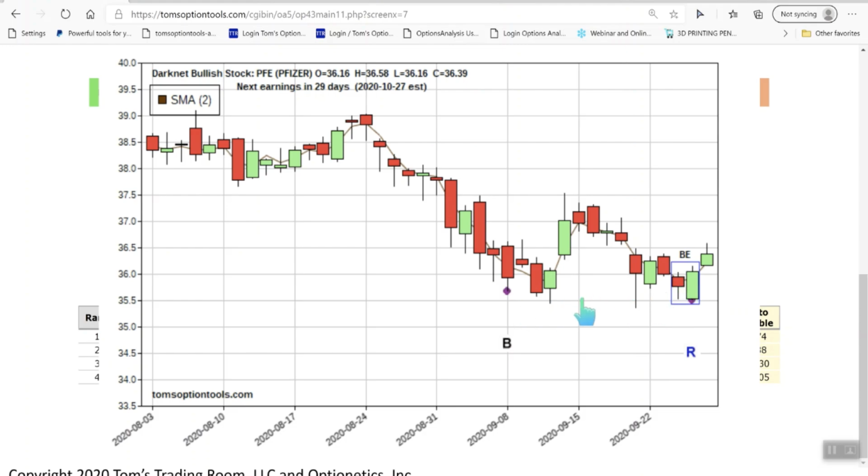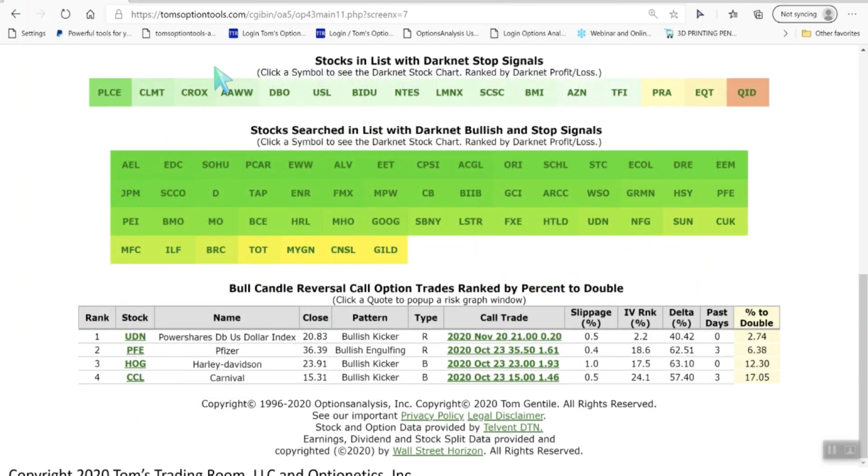And it's happening off a double bottom support, but that's not the key. The key is the Darknet signal, the reiteration of the bullish signal, and a bullish engulfing pattern. Both Darknet and Japanese candlesticks give us an indication that this could be a nice little setup. So if you want to get rid of that chart, left click to make it disappear.